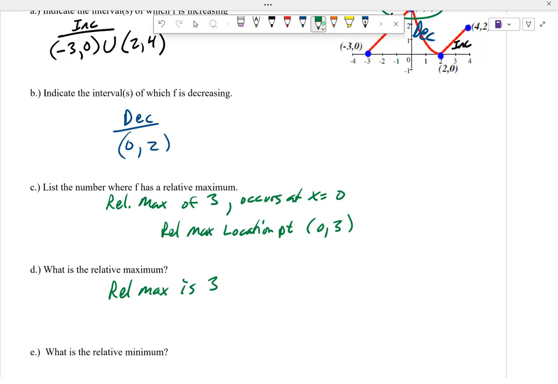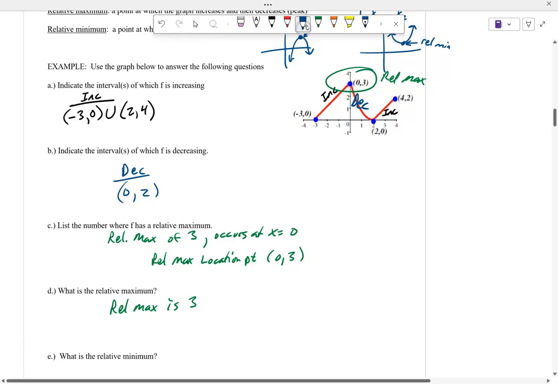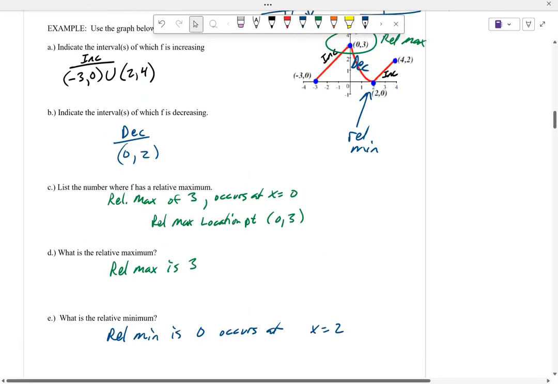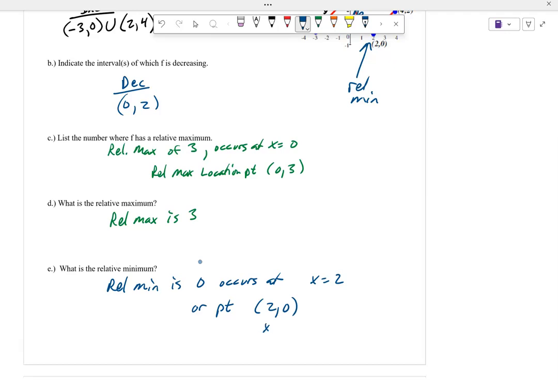What's our relative minimum? Hopefully you can see on this graph that you have this point here. It's not on an endpoint. You've got a lowest point there. We've got a relative minimum here, which is 0. The relative minimum is the lowest y value, which is 0. It occurs at x being 2, I believe, or at the point (2, 0), so x and y.